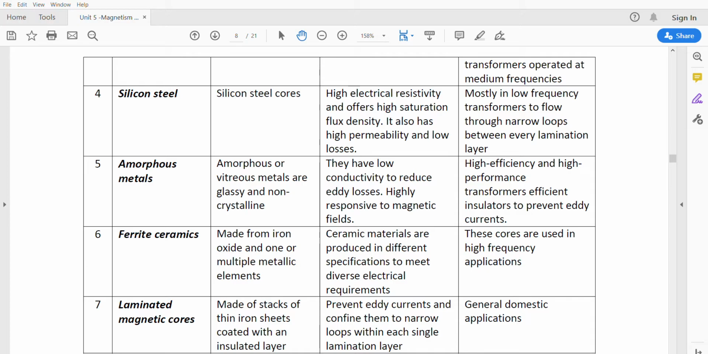These are the different types of core materials which are used in the manufacturing of the transformer cores. Those are silicon steel, amorphous metals, ferrite ceramics, laminated cores, and also carbonyl powder and pure solid iron core. These are all the different materials used, having specific applications and advantages.